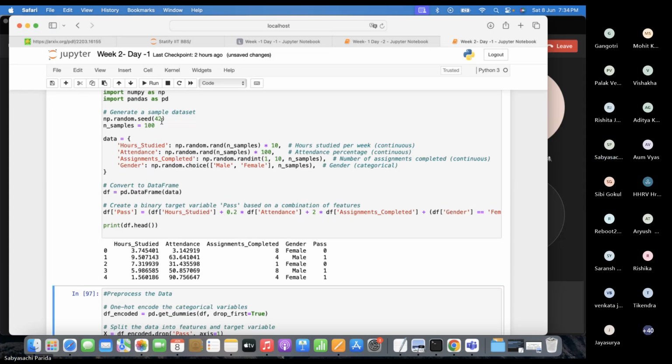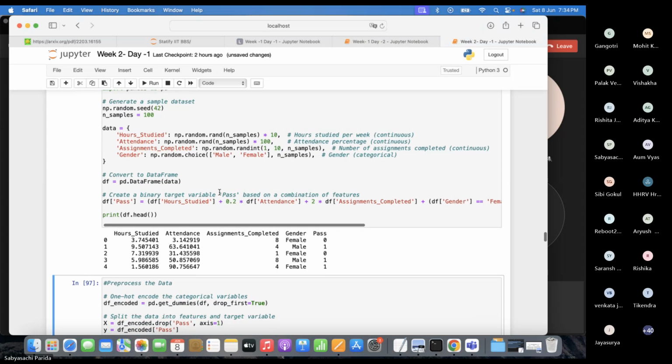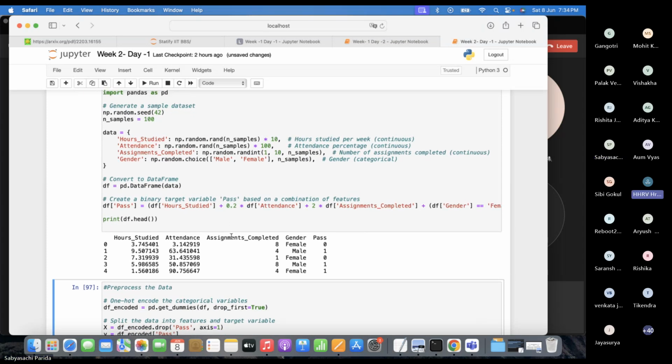Okay. Let me change this number. In place of 42, let me make it 45. If I make it 45, can you see, the numbers have changed. Hello. Yes, sir. Okay. So if I make it back to 42, the numbers again go back to the same, how I had made that data set. Got it, right? Yes, sir, got it.